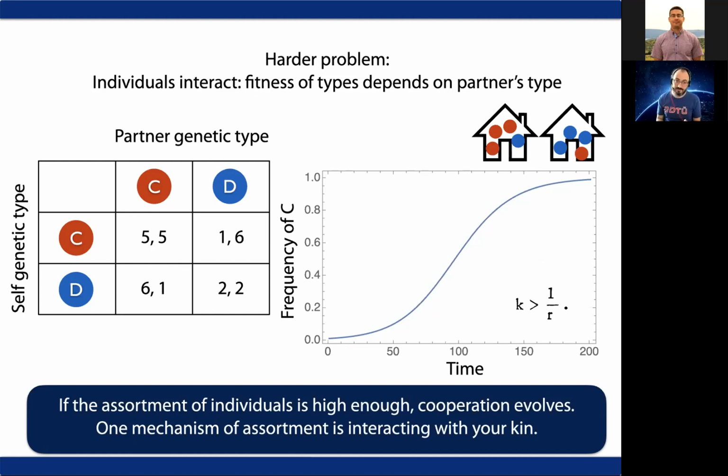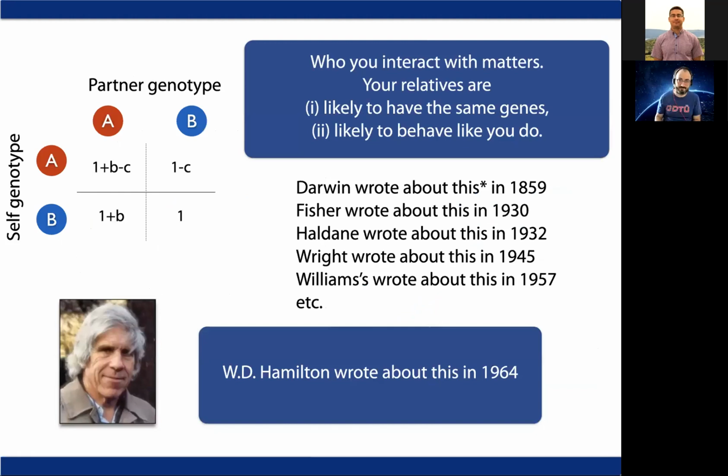And one way to make this assortment is to arrange individuals into subpopulations or subgroups or family interactions. So, interacting with your kin. And those are all valid ways to increase assortment. So the basic message from Hamilton, and the basic message of social evolution theory in fact, is who you interact with matters.